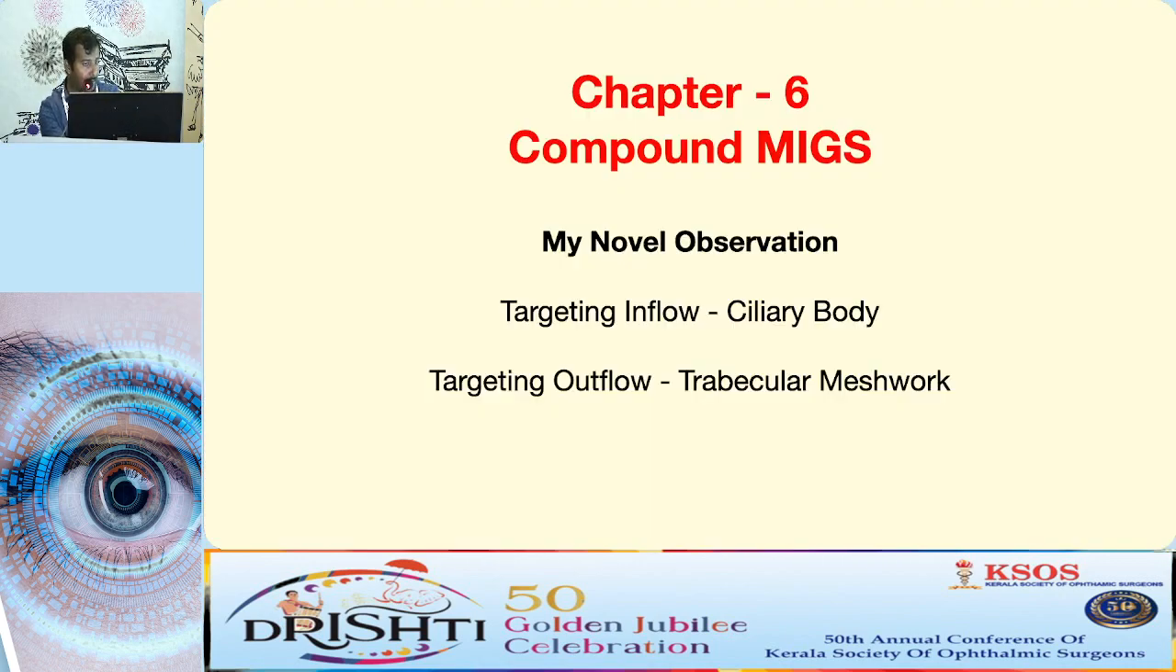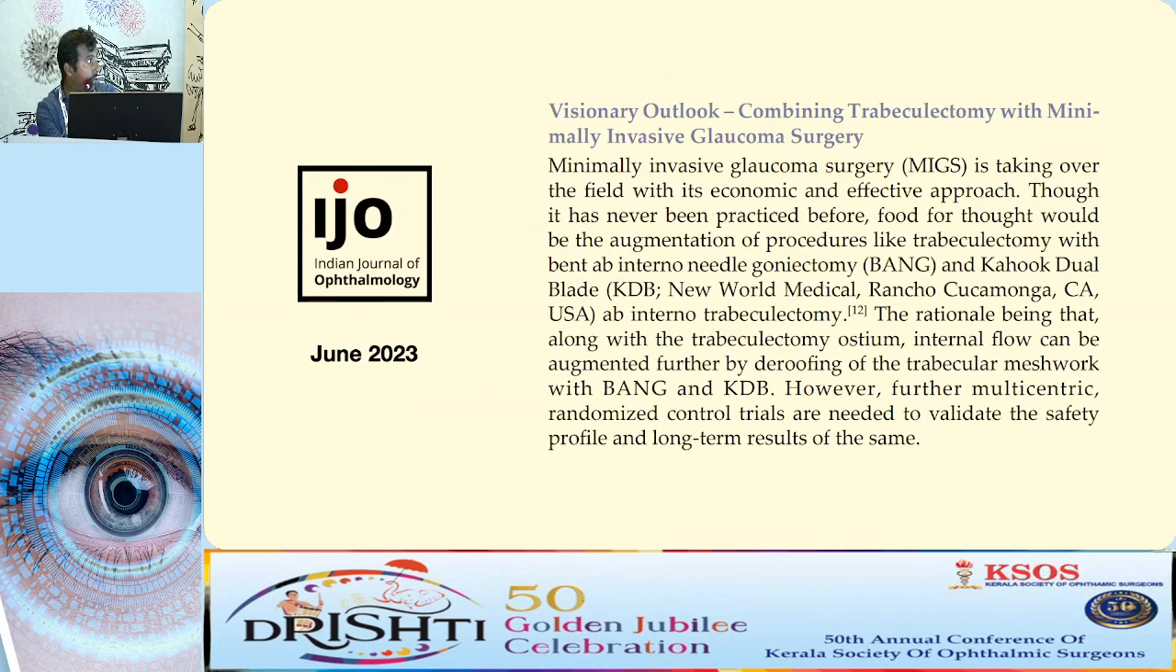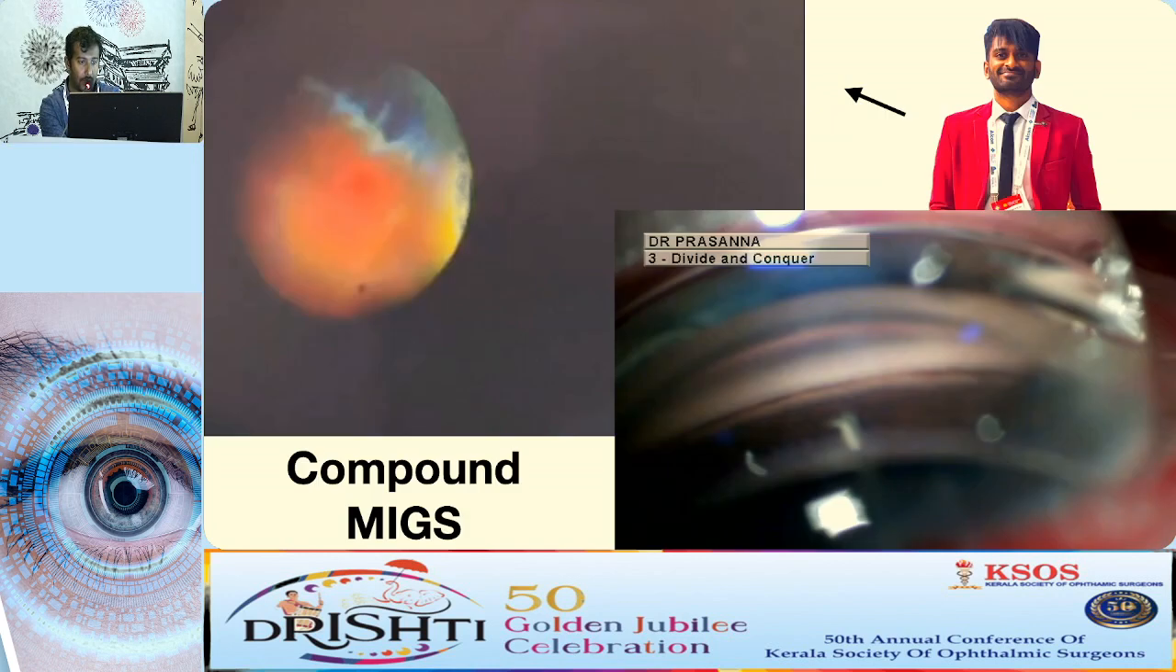And he also suggests there might be a time when we can use compound MIGS, where you actually do cyclophotocoagulation as well as target the outflow with a regular MIGS. So you don't have to go to a trabeculectomy even after that. So this is his opinion on combining trabeculectomy with this one.